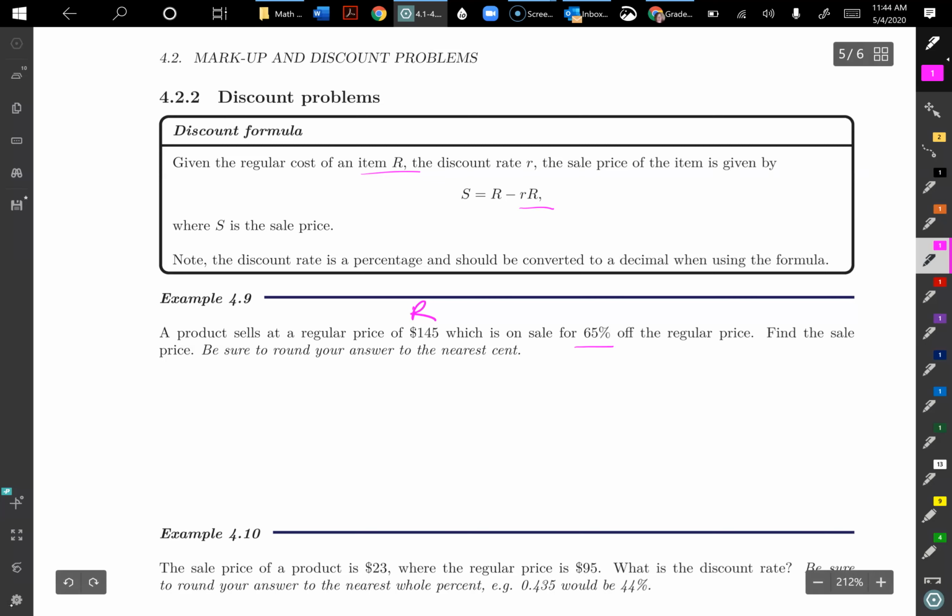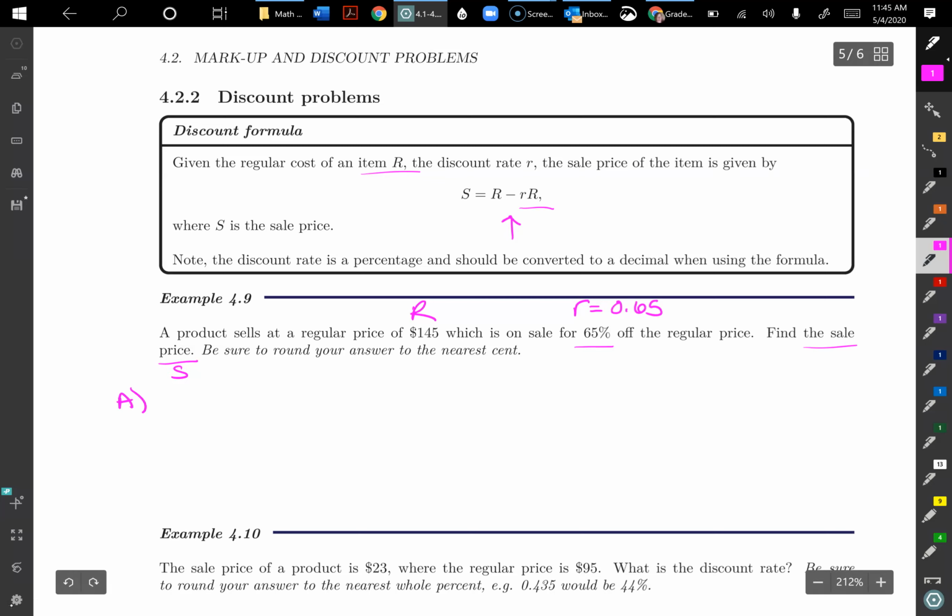So our sale price is going to be 65% off of the regular price. So our r is 0.65, and remember, it's in the formula that you subtract, but if it weren't, just think you're discounting, so that would be a negative. Find the sale price. So we're trying to figure out S.